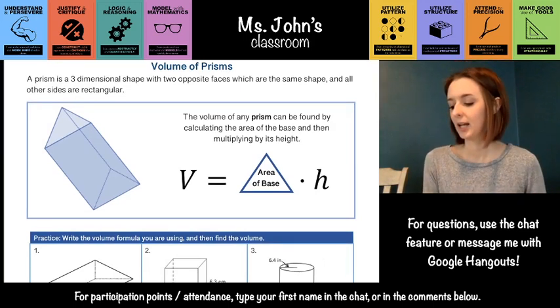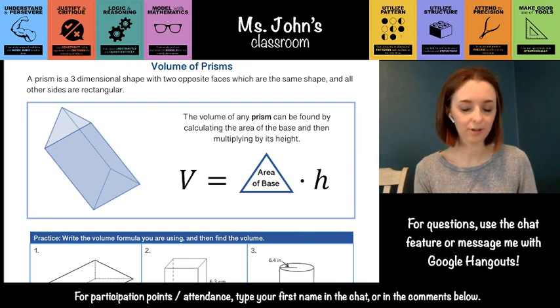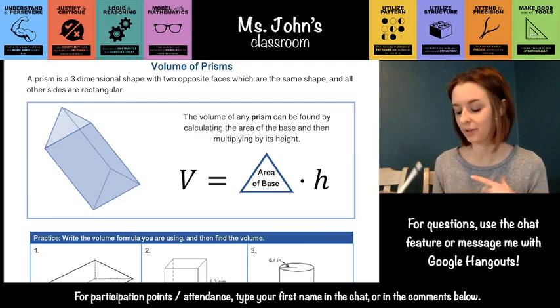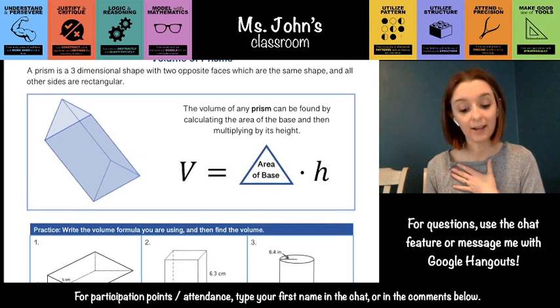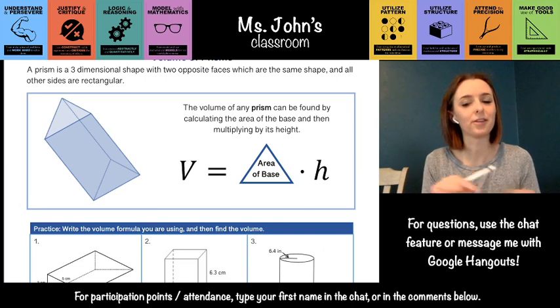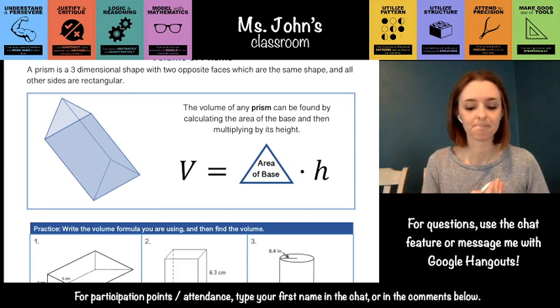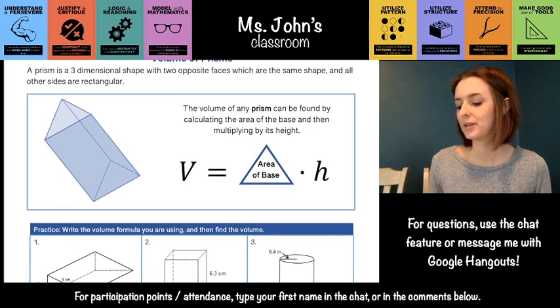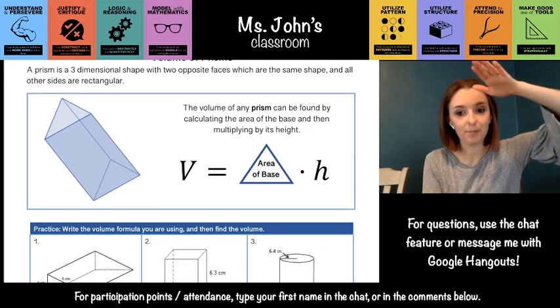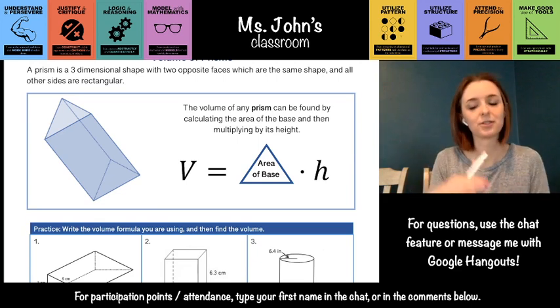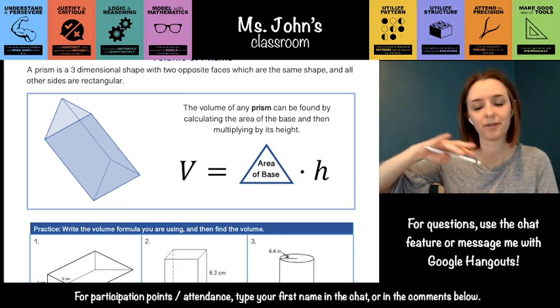A prism is any three-dimensional shape that has a base of a certain shape. The example you're seeing on your page is a triangular prism, because the base is a triangle. All the other surfaces are rectangles. Prisms are essentially just a shape stretched into 3 dimensions, so that all of its sides are rectangles, and the top and the bottom are the same shape, whatever the base is.